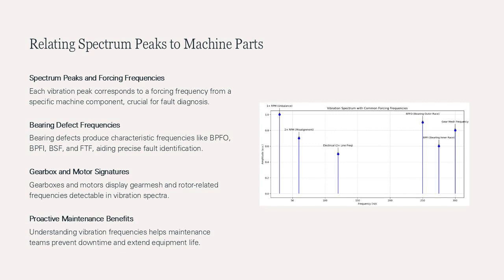By comparing observed peaks with calculated forcing frequencies, analysts can identify the source of vibration and determine the type of fault. This correlation is the foundation of diagnostic accuracy in vibration analysis. Understanding these relationships allows maintenance teams to address issues proactively, reducing downtime and extending equipment life.